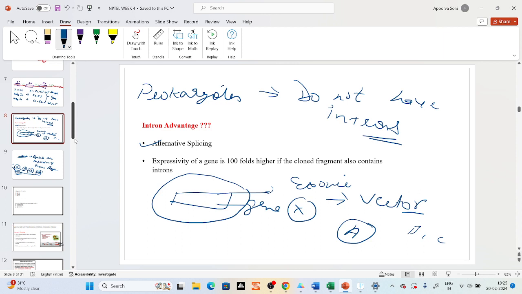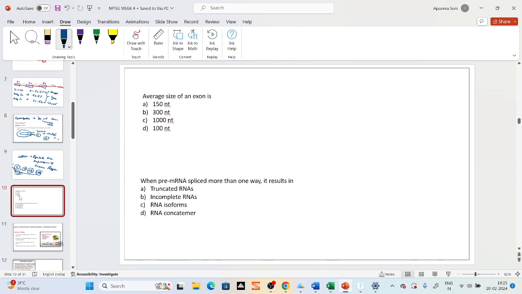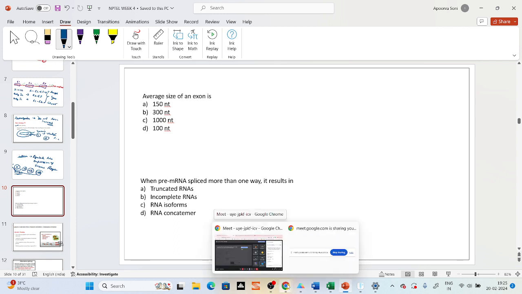Moreover, we have studied all these things about the first class. Now I just have two small questions. Even if you don't know the answers, it's fine, but try to attempt it. The first question is, the average size of an exon is 150 nucleotides, 300 nucleotides, 1000 nucleotides, or 100 nucleotides. This has not been discussed, but if you have any random guess, you can tell me. There is no logic behind it, it is just a thing to memorize.